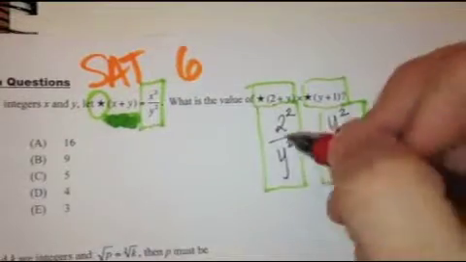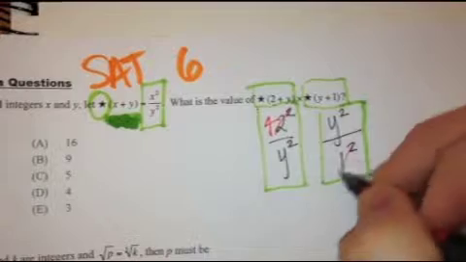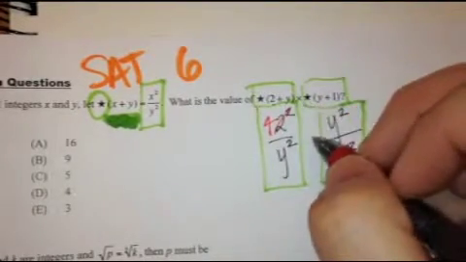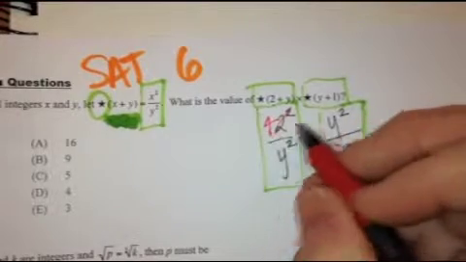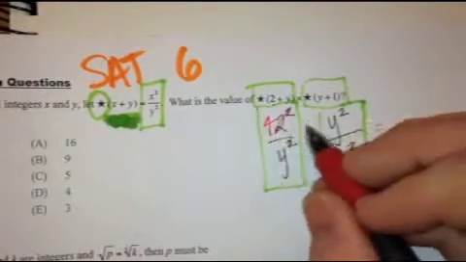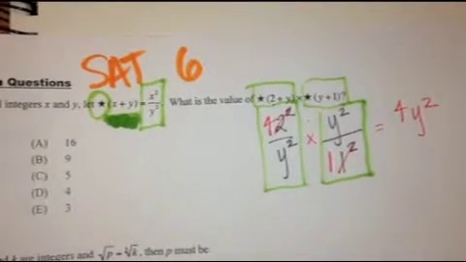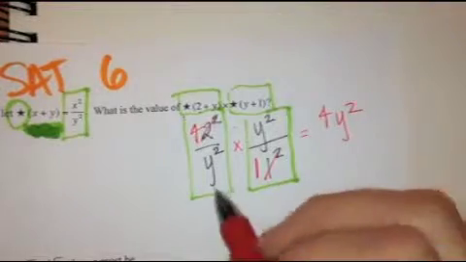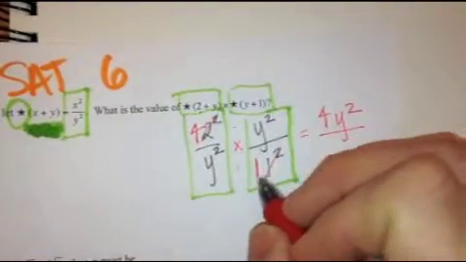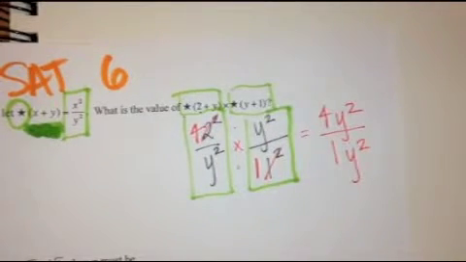So let's start by remembering that 2 squared is the same as 4. 1 squared is just rewritten as 1. And because there's a multiplication there, that means we multiply the top row across. 4 times y squared, 4y squared. And we multiply across the bottom row as well. y squared times 1 is just 1y squared.